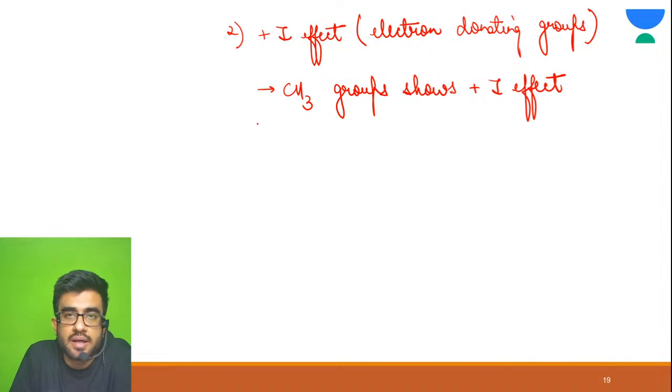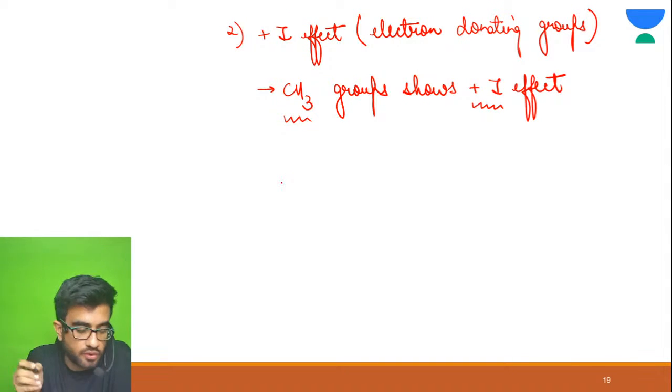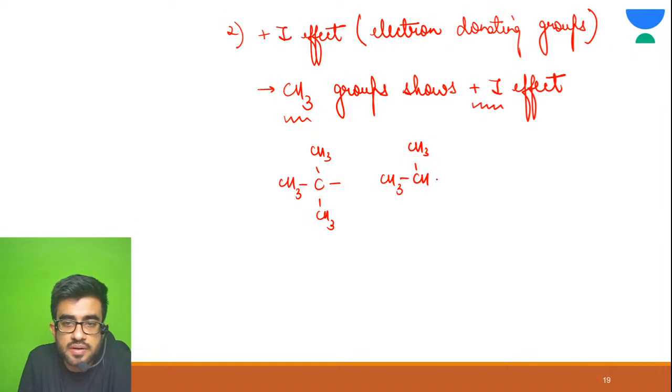Let me complete the plus I effect. The CH3 groups show plus I effect, due to repulsions. Now just tell me this: one is CH3, CH3, CH3. Another is CH3, CH, CH3. Another is CH3, CH2, and the last one is simple CH3.